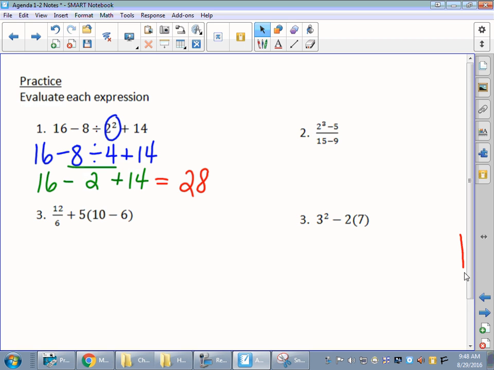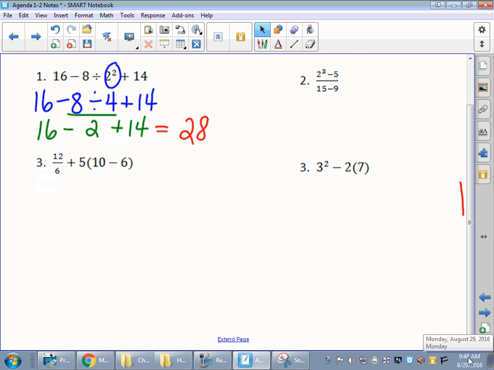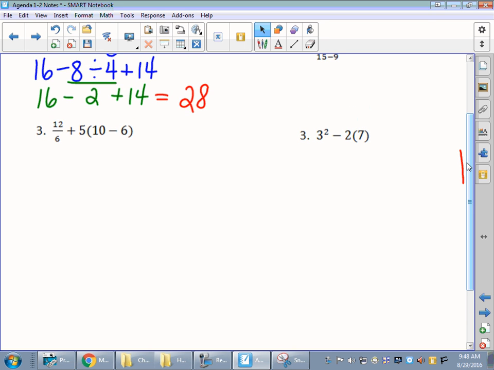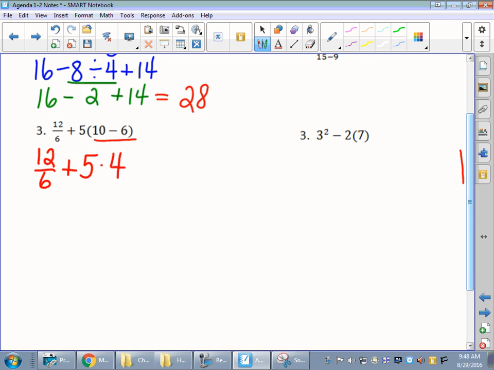So order of operations, do I have any parentheses to deal with? I do, right? I've got this 10 minus 6. So this 10 minus 6 gives me a 4. Bring everything down. Notice I use the times dot here. I do that because they're both numbers. If there was a 5x, I would not use that.